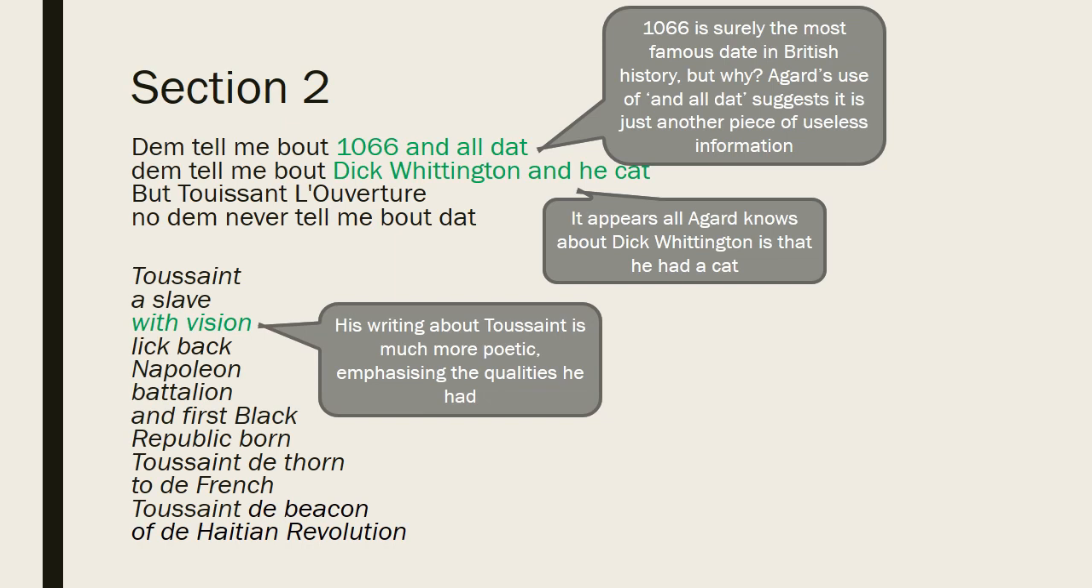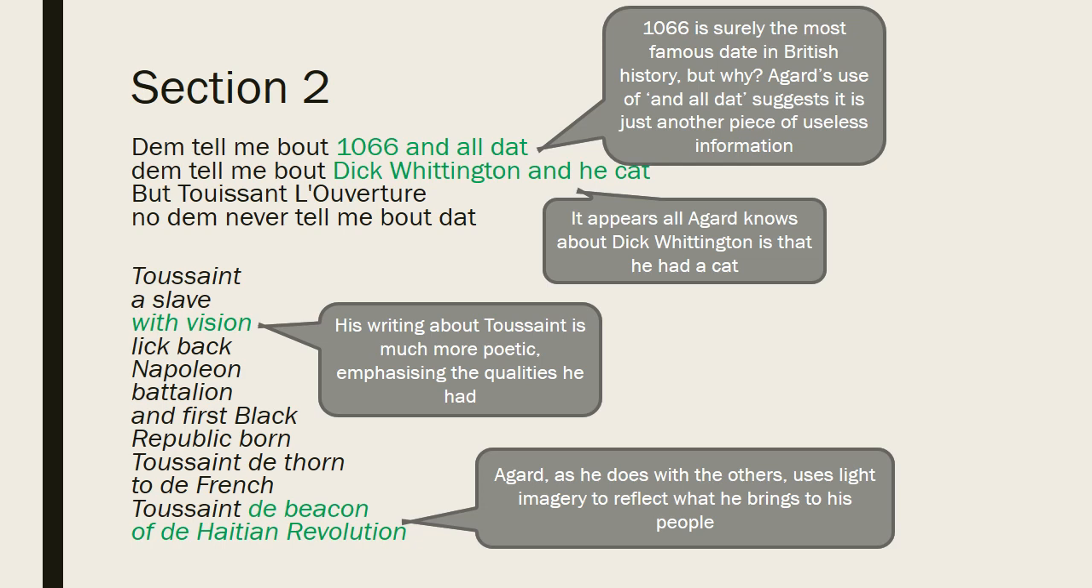So when he goes into the Toussaint Louverture section, Toussaint sounds a fascinating character that many of us don't know about. We see his writing is much more poetic, and he focuses on the qualities he has, and, you know, "with vision" gets his line straight away. Now, we didn't get that with Dick Whittington or 1066. We don't get the importance. He is a slave with vision, and maybe even the juxtaposition of those ideas, of what he had to go through and his ability to keep a sense of a greater vision, is more important.